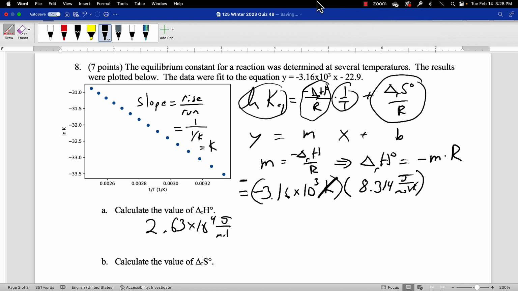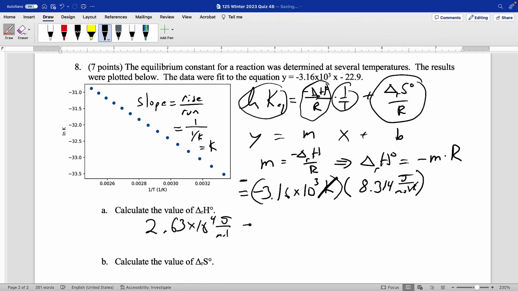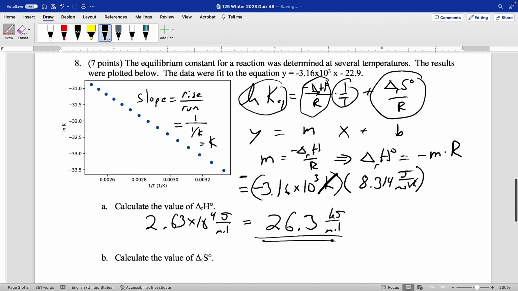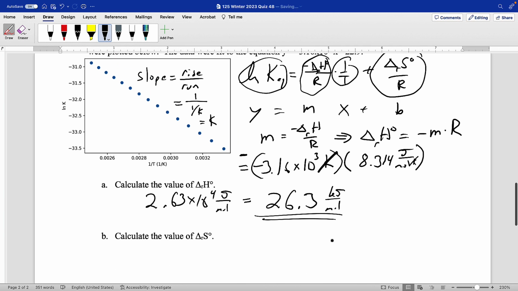So we multiply this out, and we get 2.63 times 10 to the 4th joules per mole, or we could say that that is going to be 26.3 kilojoules per mole.